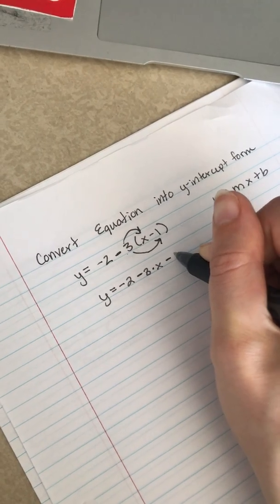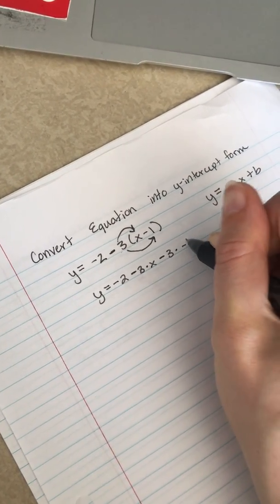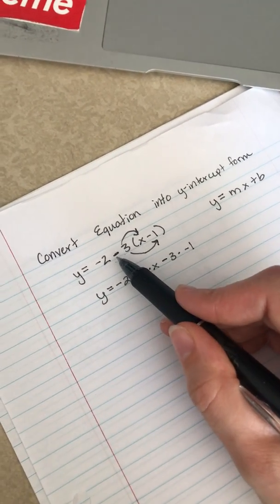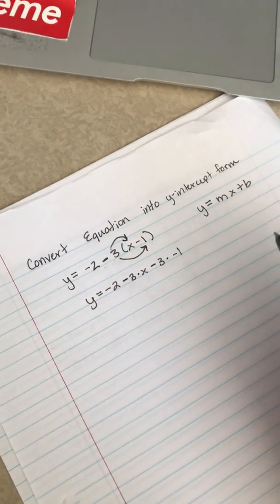Okay? So that being said, now I have y is equal to negative 2 minus 3 times x and minus 3 times negative 1. Because this minus sign goes with the 3. It's not just 3, it's negative 3 technically. Okay?